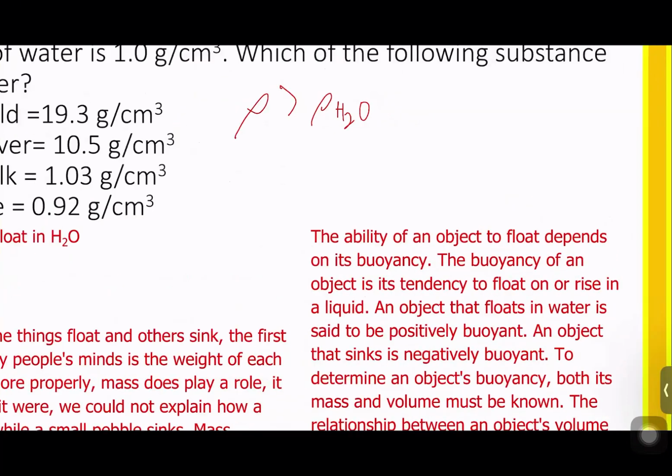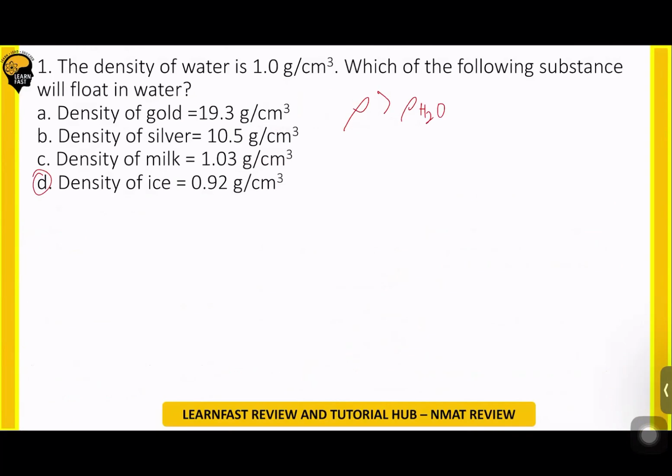Then that substance is expected to sink. We could think of it that that particular substance is heavier than water. On the other hand, if the density of the substance in question is less than that of water, or less than 1 gram per cm cube, then that substance is expected to float. We could also think of it as that substance being lighter compared to water, which still applies to this question.